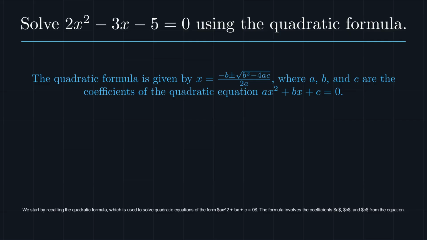We start by recalling the quadratic formula, which is used to solve quadratic equations of the form ax squared plus bx plus c equals 0. The formula involves the coefficients a, b, and c from the equation.